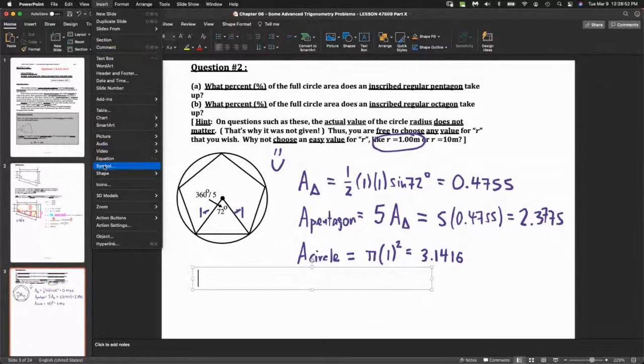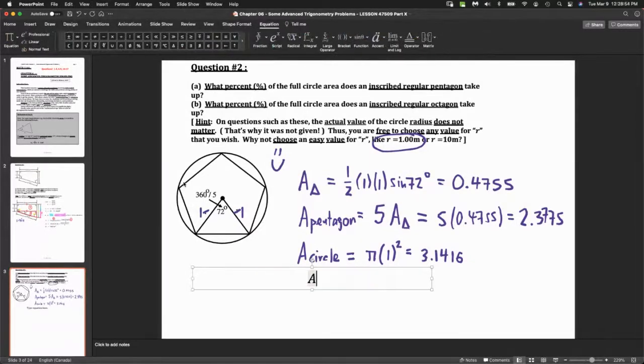Then you divide them, that's right. I'm just going to do it, I'm going to type this part. Can someone tell me that as a percentage? What's that as a percentage? 75 roughly?